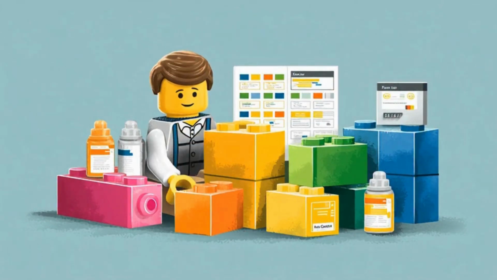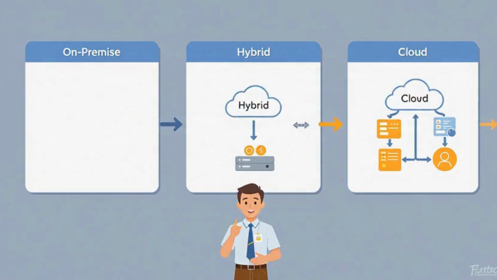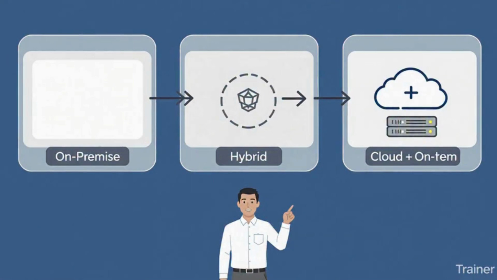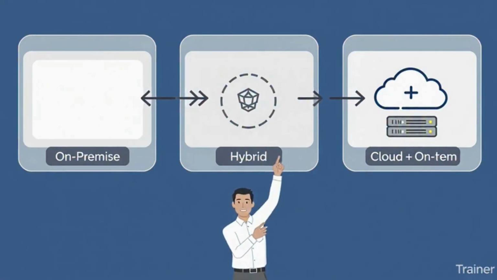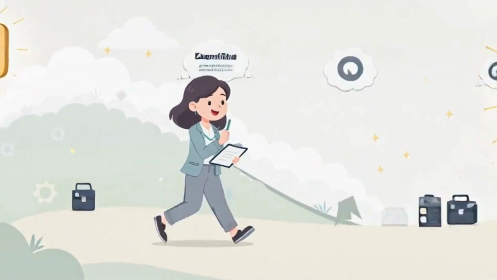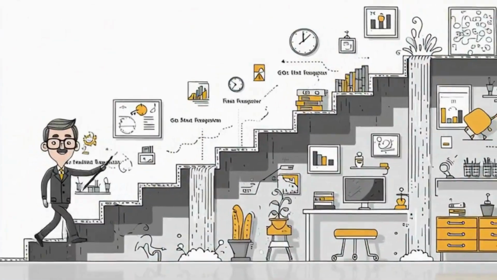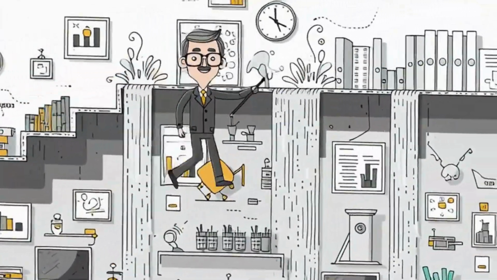RISE with SAP basically completes the journey. From heavy custom ERP to standardized best practice ERP delivered and improved continuously. In summary, ASAP Old World and SAP Activate Modern Era. ASAP Waterfall Model, SAP Activate Agile Iterative.